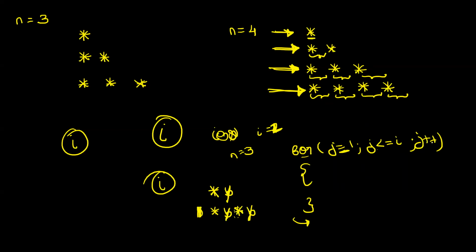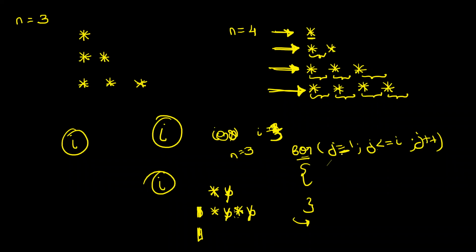Then the value of j will become 3. 3 is not less than equal to 2. So this time the condition evaluates to be false and I will come outside the for loop. And then I have a system.out.println, so my cursor moves to the next line. And then I do I plus plus and the value of I becomes 3. Now I am on the third line. 3 less than equal to 3. I enter inside the loop.